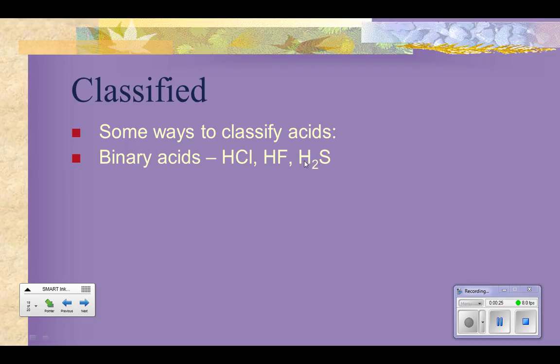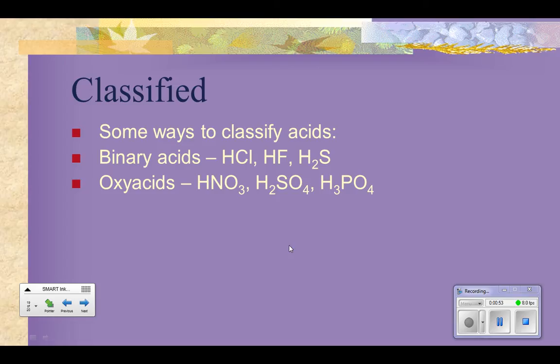So if you look at the 3 examples I have here, they all start with hydrogen, and then what's true about the other particle here? If you notice that Cl, F, and S, you may note that they are all nonmetals. So a binary acid is a hydrogen together with a single element. Notice that's the case for all of them here. Hydrogen with a single element, and all nonmetals.